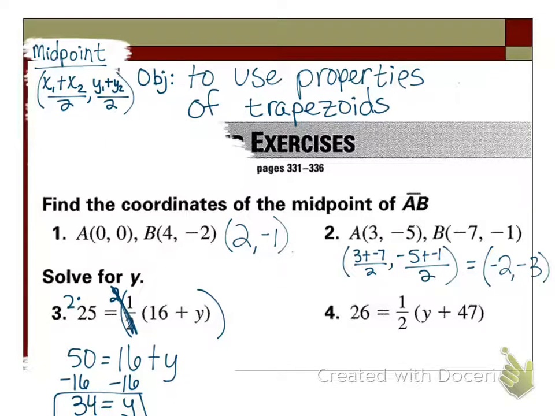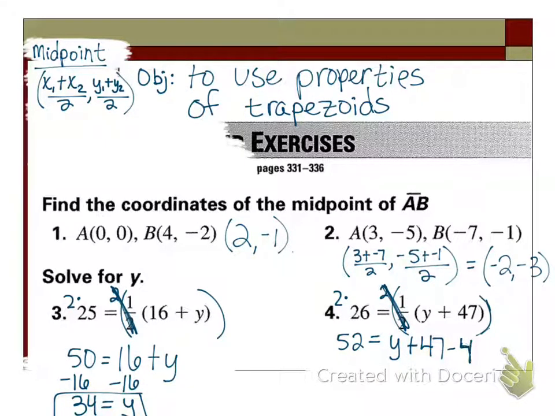On 4, we are going to do the same thing. Multiply both sides by 2. 2 times 26 is 52. Remember, the 2 and the 1/2 cancel out, so now there's nothing that we need to distribute, so we can drop those parentheses. And our last thing is to subtract 47 on both sides. We're running out of space. What do we get for y? 5. y equals 5. Questions, concerns about our warm-ups?